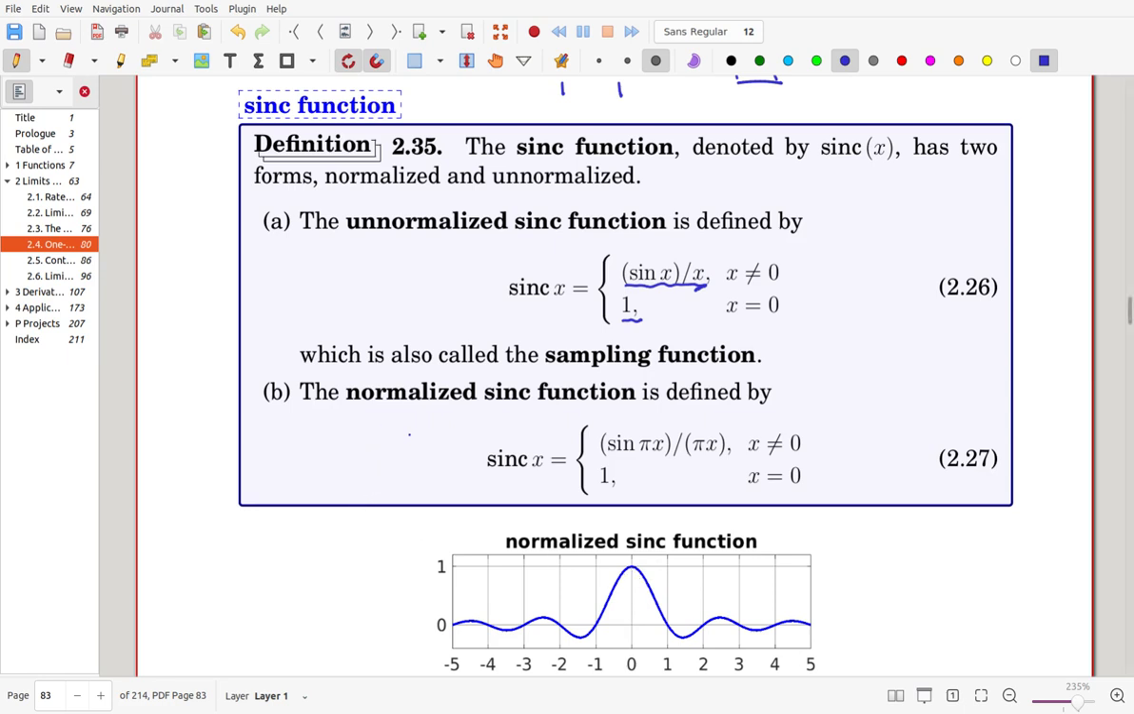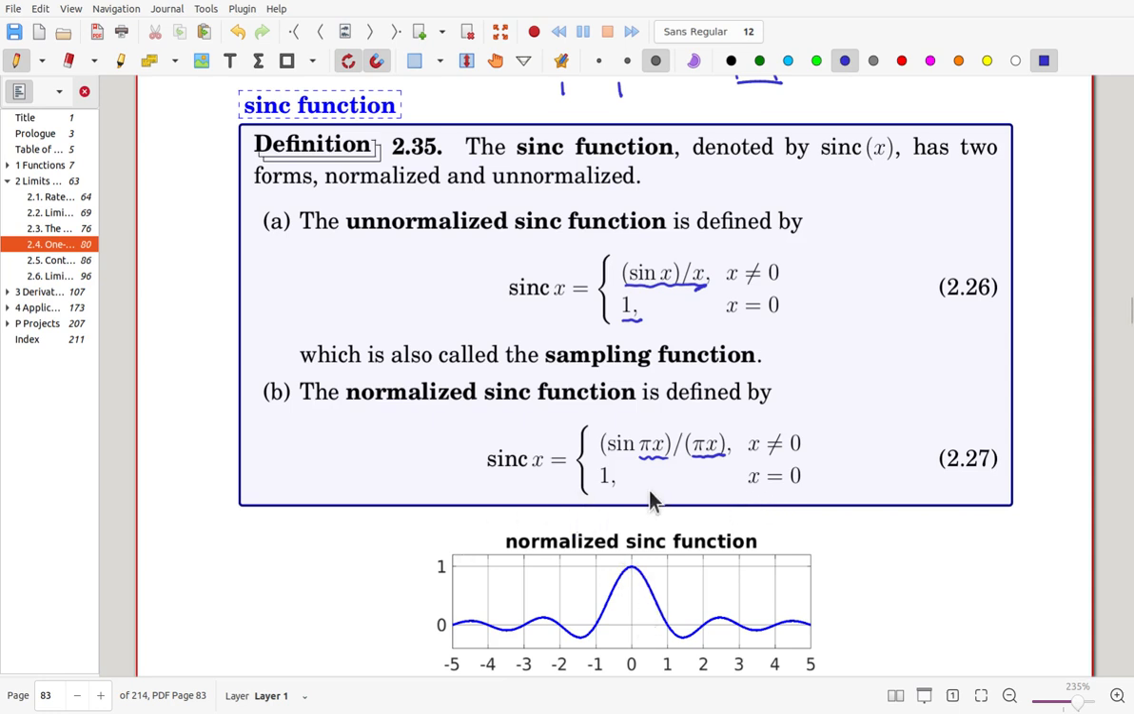Particularly, if we normalize, so that rather than x we use pi x here, and the same pi x here, then again as x approaches 0, this whole value approaches 1 from both sides. And so we can define it as 1 at x equals 0.